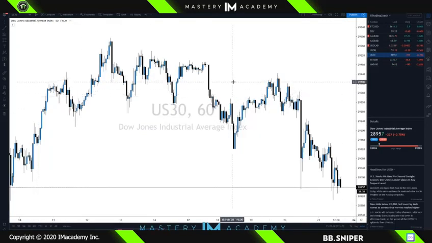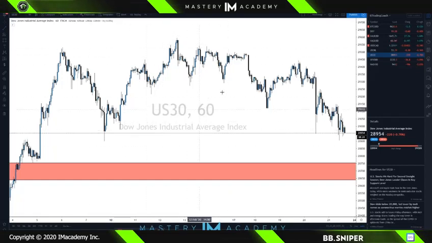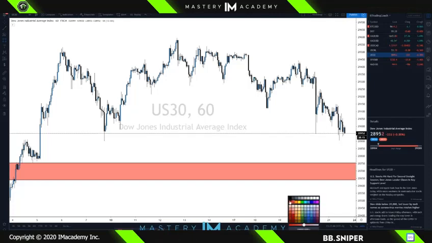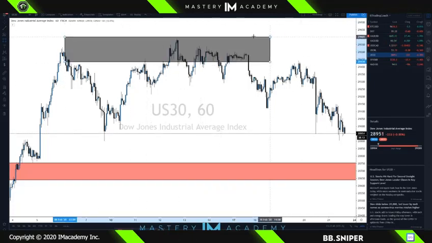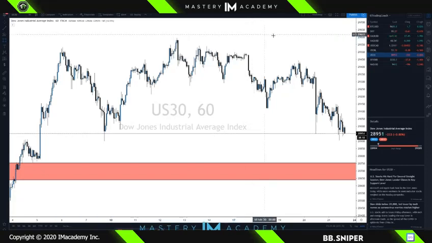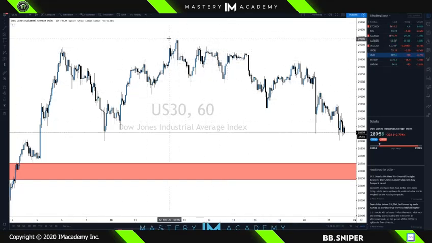Something that's worth noting with US 30: we had the all-time high, right? This whole area being the old all-time high. So all these equal highs, right? Nice little clean target. But what actually happened with US 30? If we take a look at the all-time high and compare it to the high that was made this week on Tuesday, we had this lower high come in.